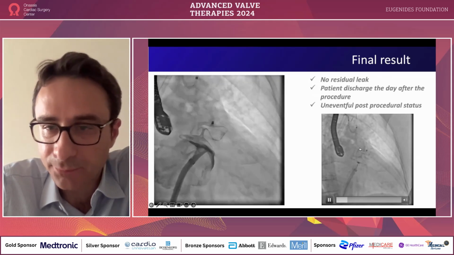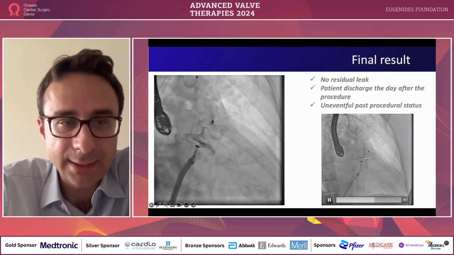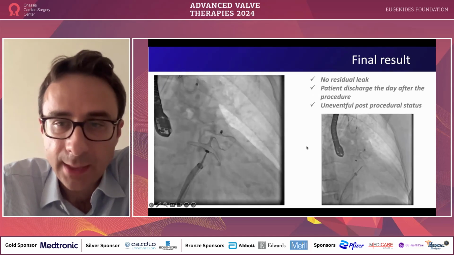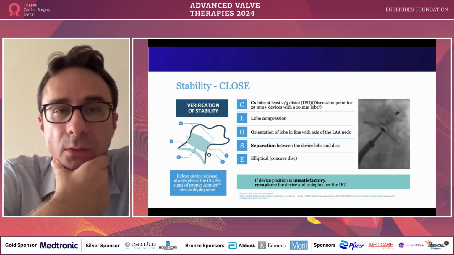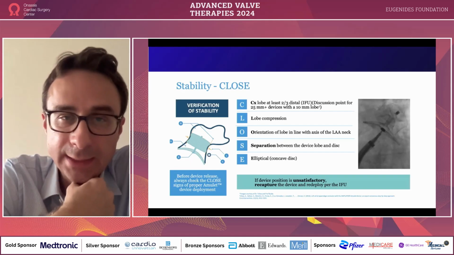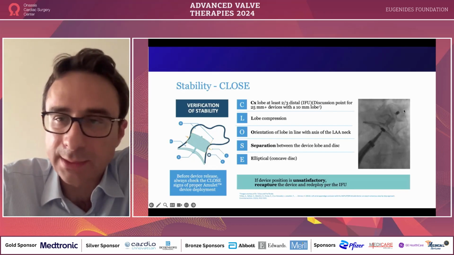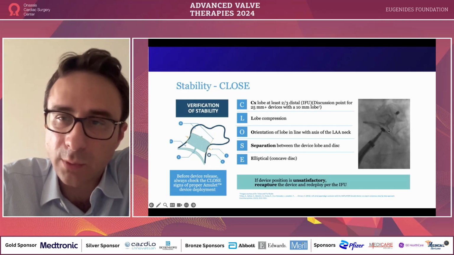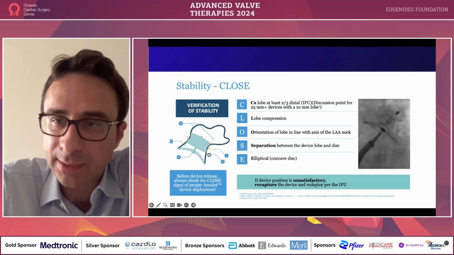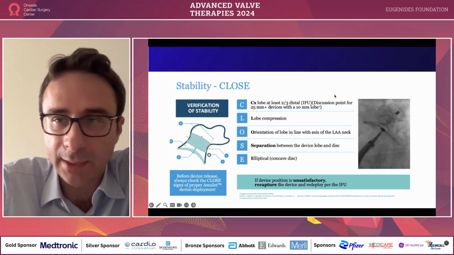And you can also see here how clear the compression of the lobe is, and this is one of the main signs of good anchoring of the device. Other signs are that the lobe is at least two thirds distal to the circumflex artery, and that the orientation of the lobe is in line with the axis of the left appendage neck. We need to have a separation of the lobe and the disc, and the disc always has this elliptical shape, which is the sign that it is creating a seal at the level of the anatomical ostium.